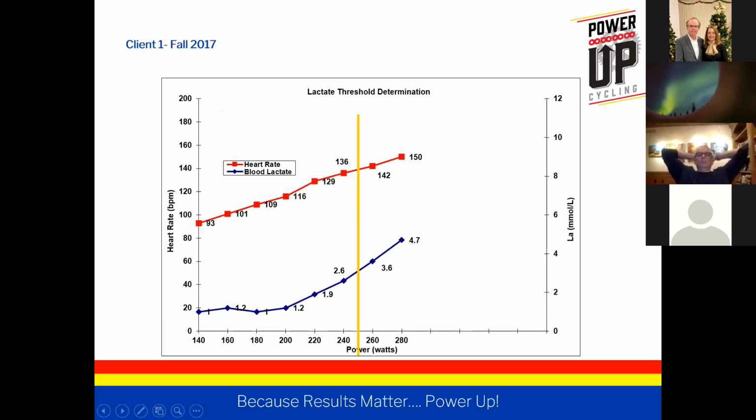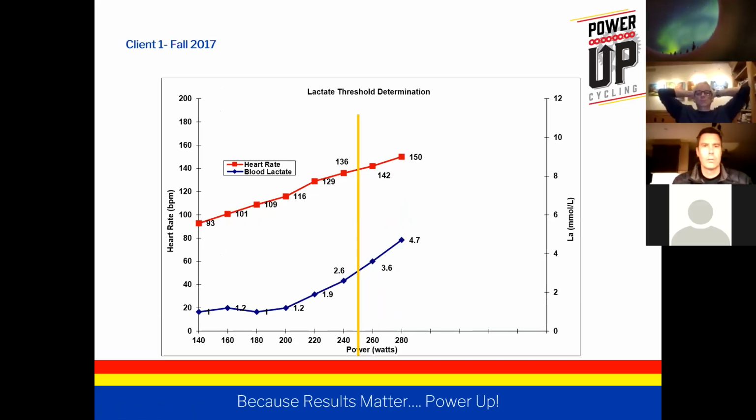So this is the same woman at the end of her season in the fall. And the important thing to notice here is, first of all, LT1 actually dropped back 20 watts to 200, which you say, oh my God, did she have a horrible season? It's like, no, she didn't have a horrible season. She won the national championship.